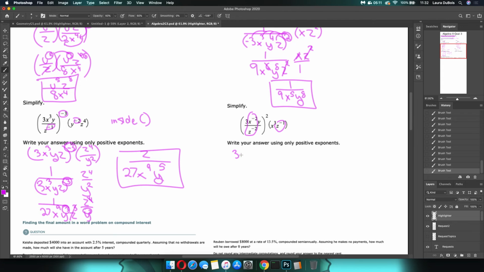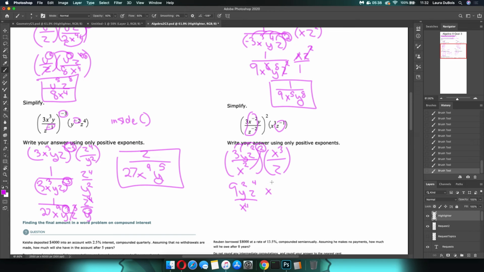So 3y, z moves top, x moves down, squared over x cubed z. Visually, much nicer to look at, no negative exponents. Now I'm going to take my outside exponent and distribute it to everything inside. So 3 squared is 9, y squared, z to the 2 times 2, which is 4, x to the 2 times 2, which is 4.